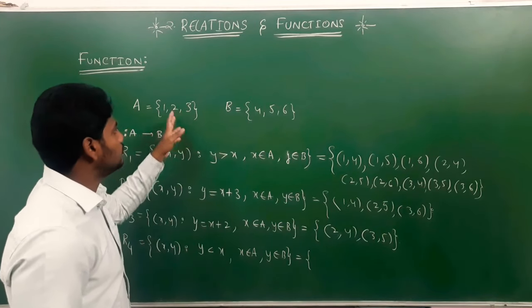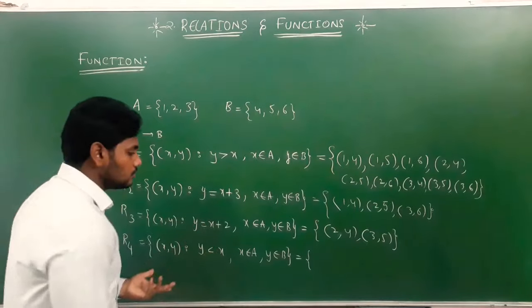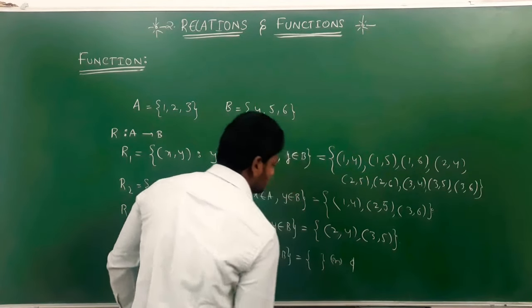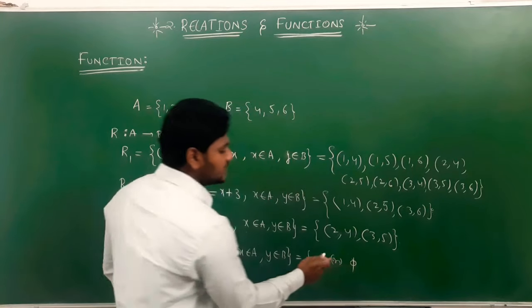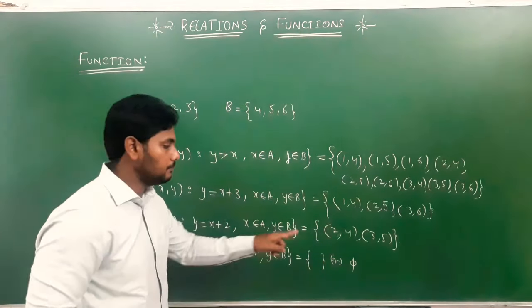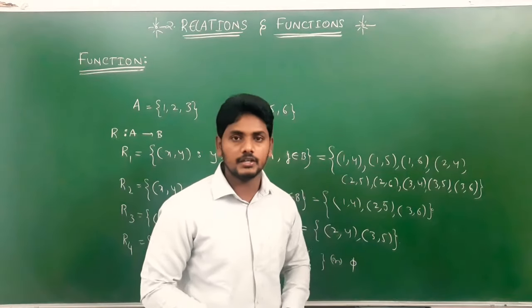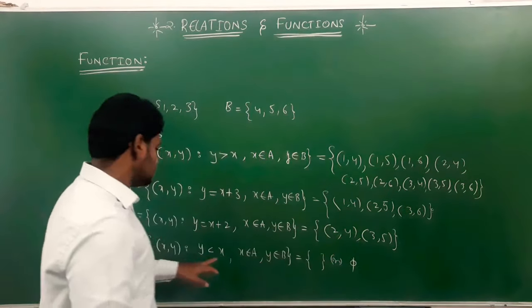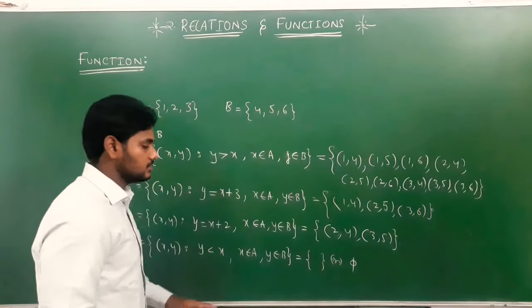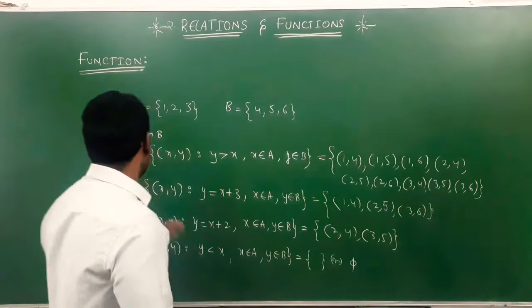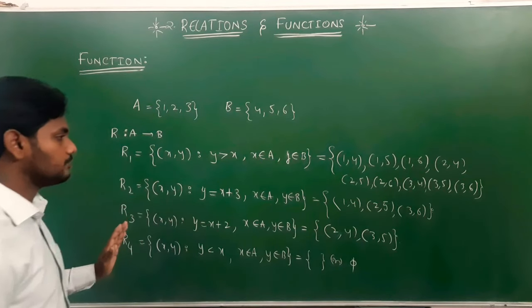Is 4 less than 1, 4 less than 2, 4 less than 3? No. So what we get is the empty set. We know that the empty set is a subset of every set. That means the empty set is a subset of the Cartesian product also. So therefore this is also one type of relation. So the empty set is also a relation, right? So these are the four relations.